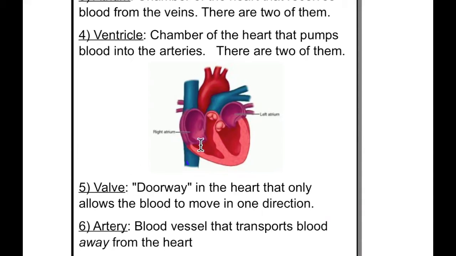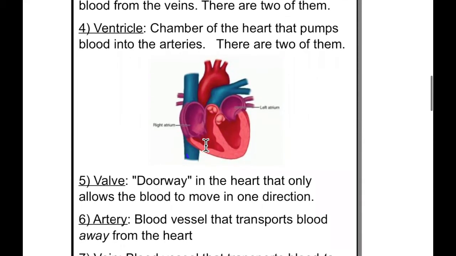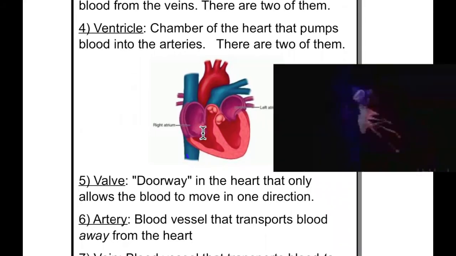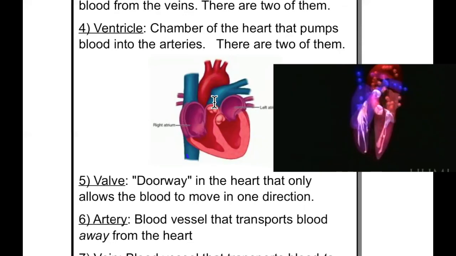We have those in your heart, except this valve is always open in one direction. You see right here, as the blood goes this way, the valve is pushed open. If the blood tried going the wrong way, the valve will be pushed closed, and the blood cannot go the wrong way. You have another valve here. It'll be pushed open in the correct direction, but if the blood tried going the wrong way, the valve will be pushed closed. So the blood can only go in one direction.